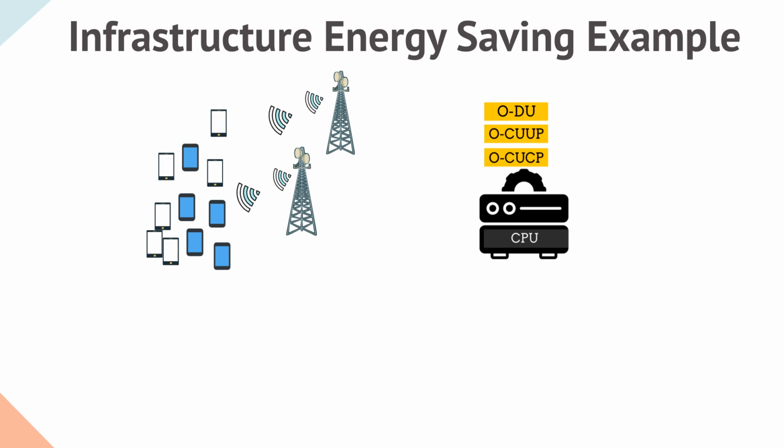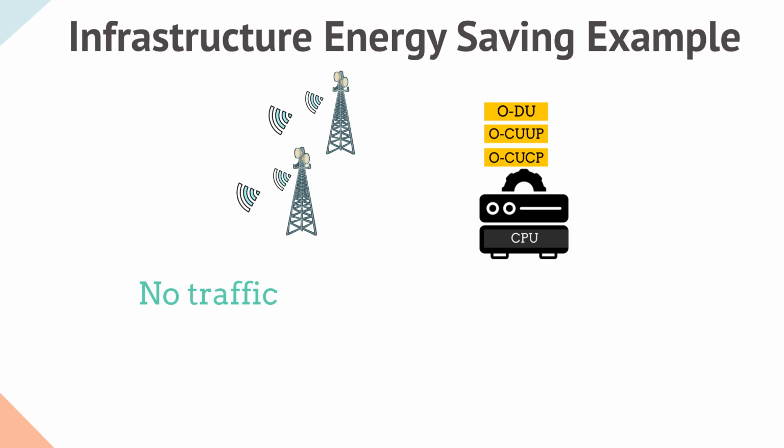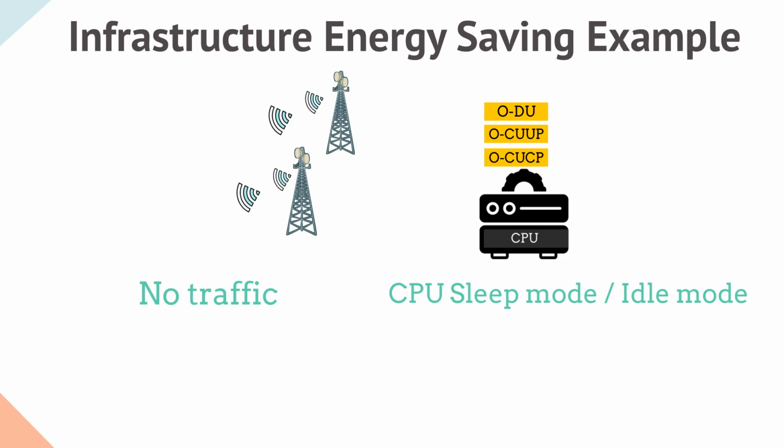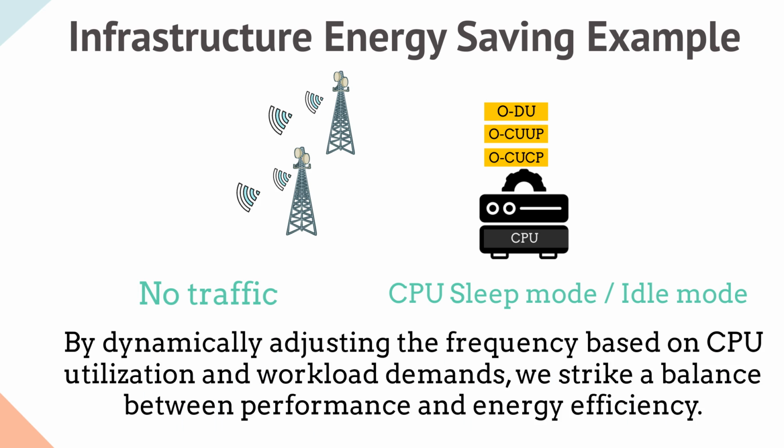Another simple trick is that, when there is no pending work for the processor to do or there is no traffic, during these idle moments, we can put the complete CPU into sleep mode, or idle state, to save more power. In conclusion, cloud energy saving through CPU frequency management is a valuable strategy for reducing energy consumption in RAN applications. By dynamically adjusting the frequency based on CPU utilization and workload demands, we strike a balance between performance and energy efficiency. This covers an example of infrastructure energy savings.